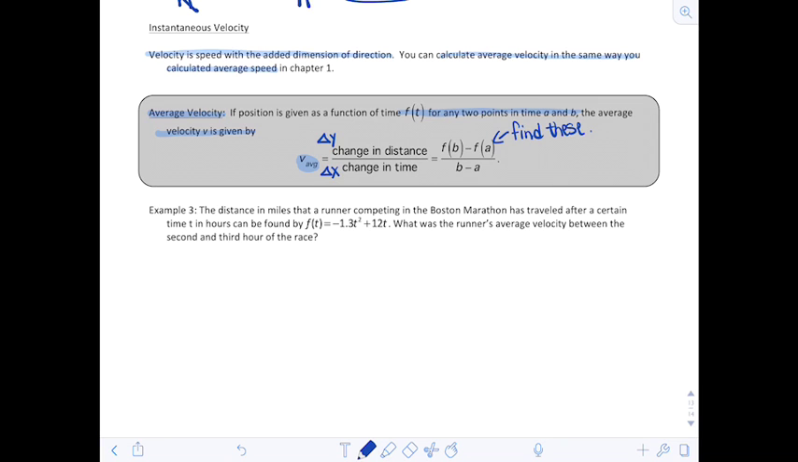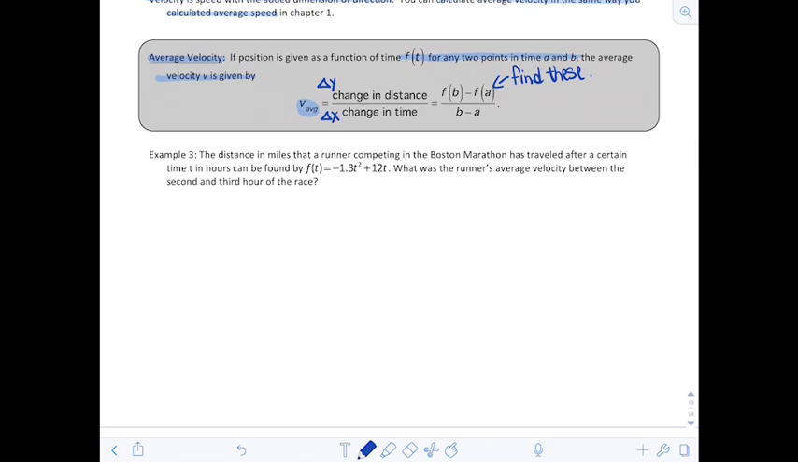Okay, so let's look at this first example. The distance in miles that a runner competing in the Boston Marathon has traveled after a certain time t in hours can be found by this equation: f of t equals negative 1.3 t squared plus 12t. What was the runner's average velocity between the second and third hour of the race?